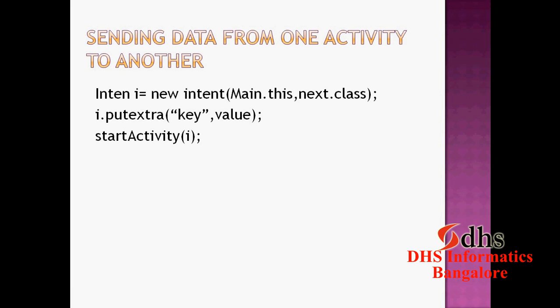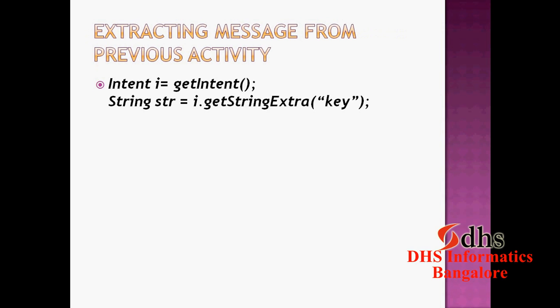So here I have one example. Main activity is my current activity and I am moving to the next activity, which is called next. So I'll send one value to the next activity in key value form. The putExtra method accepts key value pairs, where whatever value you assign, you can access through this key.